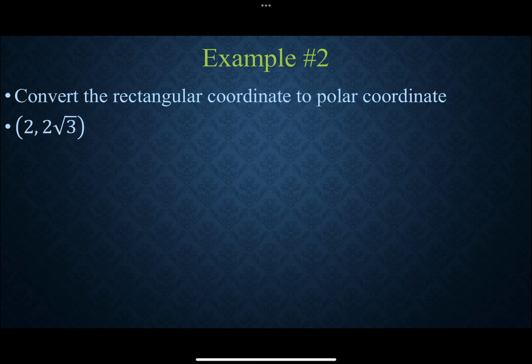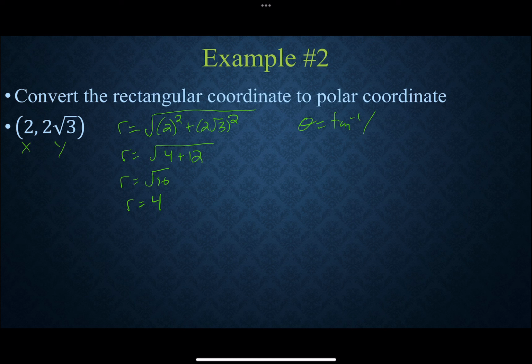So we have 2 comma 2 root 3, so that's our x and y. So our r would be the square root of 2 squared plus 2 root 3 squared, which will get us 4 plus 12, square root of 16, which is 4. And as for theta, theta is the tangent inverse of y over x. Since x is positive, we are not going to add on pi there. So we'd have tangent inverse of root 3. And the tangent inverse of root 3 is going to give us pi over 3. So this coordinate point would be at 4 comma pi over 3.